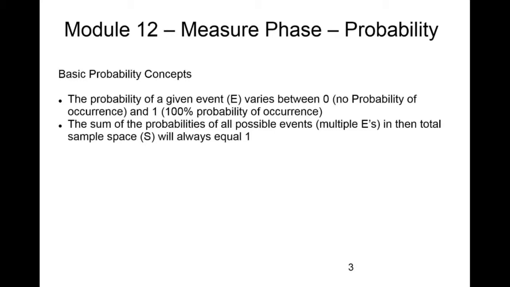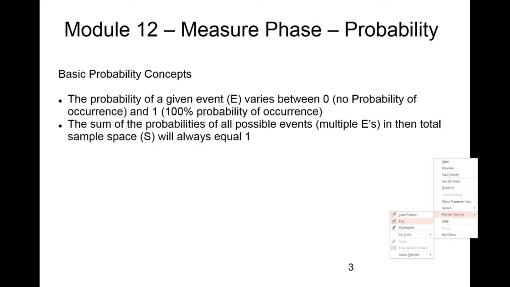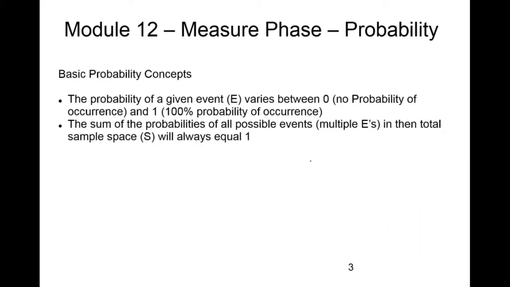So if I had, say, 2 events, and there was a probability of 25% of one event occurring, then by process of elimination, the second event has a 75% chance of occurring because it always has to equal 1.